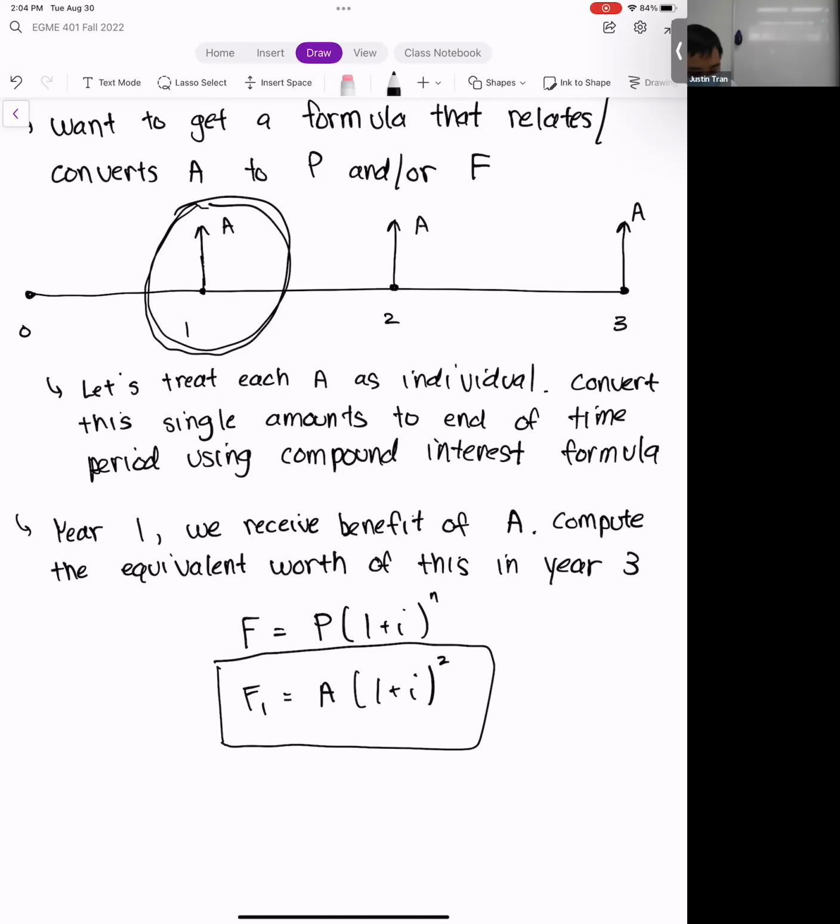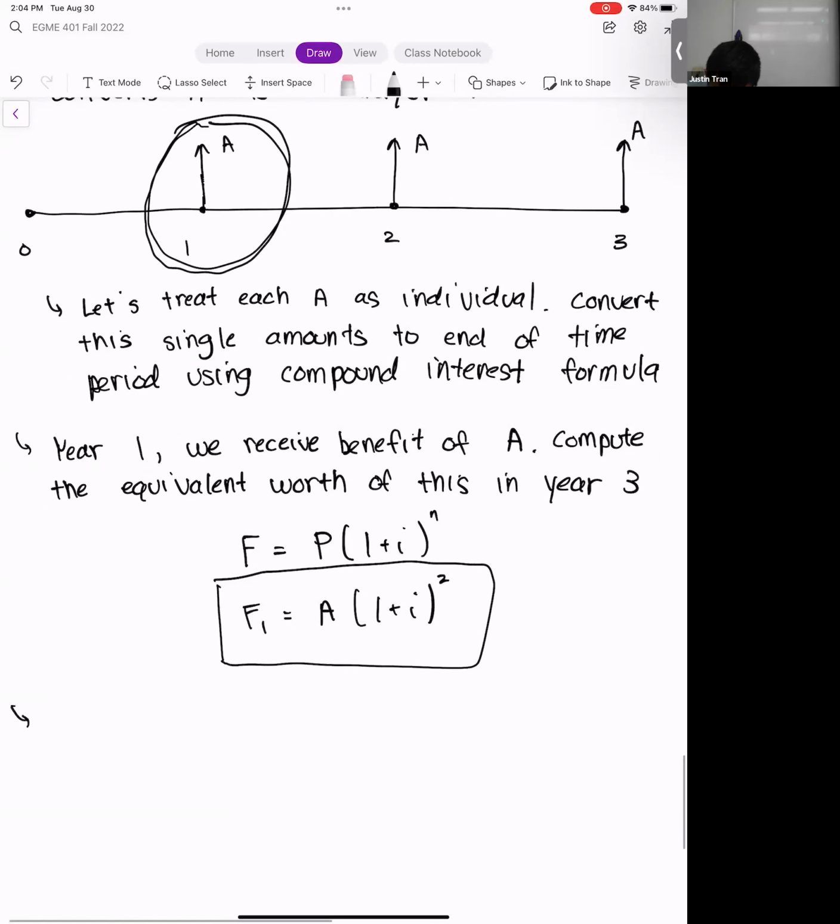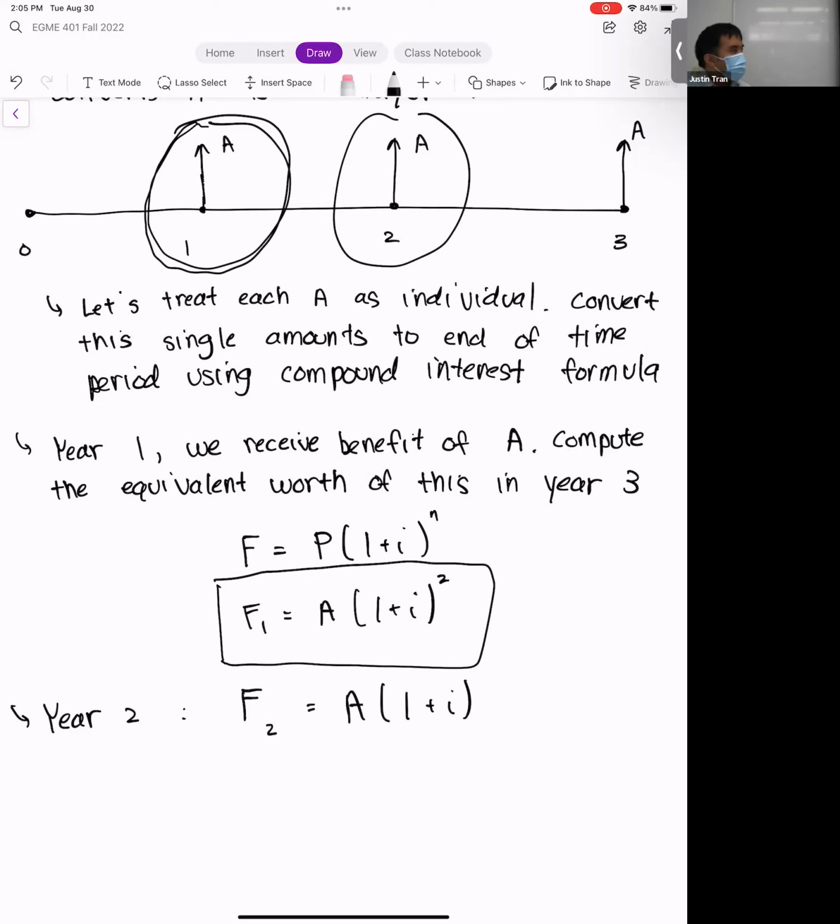And so we can do the same for the other two cash flows as well. In year two, we're going to use the same formula, but we're going to call this a different amount. We'll call this F2. In year two, the present amount that we get is A as well, right? And so P here is going to equal A again. But since going from year two to year three, we're only going 1 year in the future, we're going to raise this (1 plus i) only to the first power. Okay?